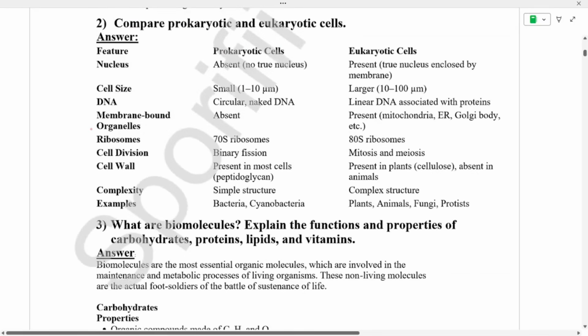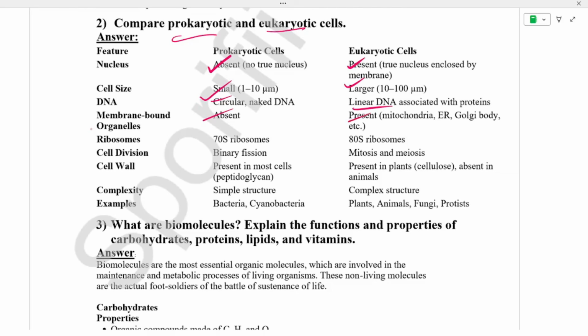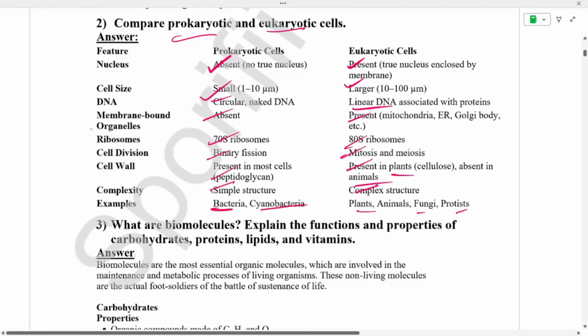Next, I'll not be going very deep, as it is a theory subject; I'll try to explain it easily. Next is about prokaryotic and eukaryotic cells. Nucleus: absent, present. Cell size: small, large. DNA: circular, linear. Membrane-bound organelles: absent, present. 70S ribosome, 80S ribosome. Cell division: binary fission, mitosis and meiosis. Cell wall is present in plants but absent in animals. You can see the plant cell and animal cell. Structure: simple, complex. Examples can be bacteria and cyanobacteria, plants, animals, fungi, and protists.